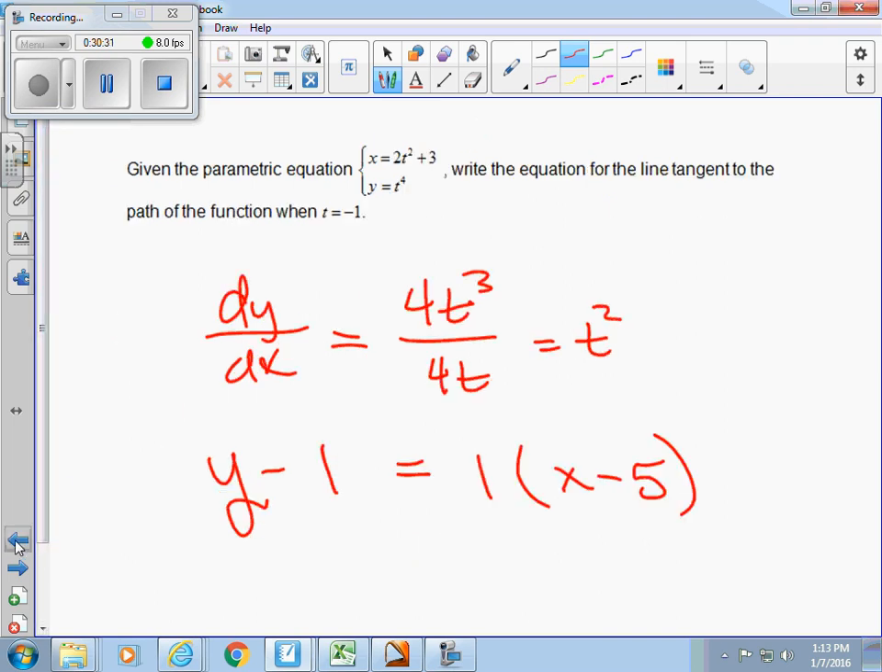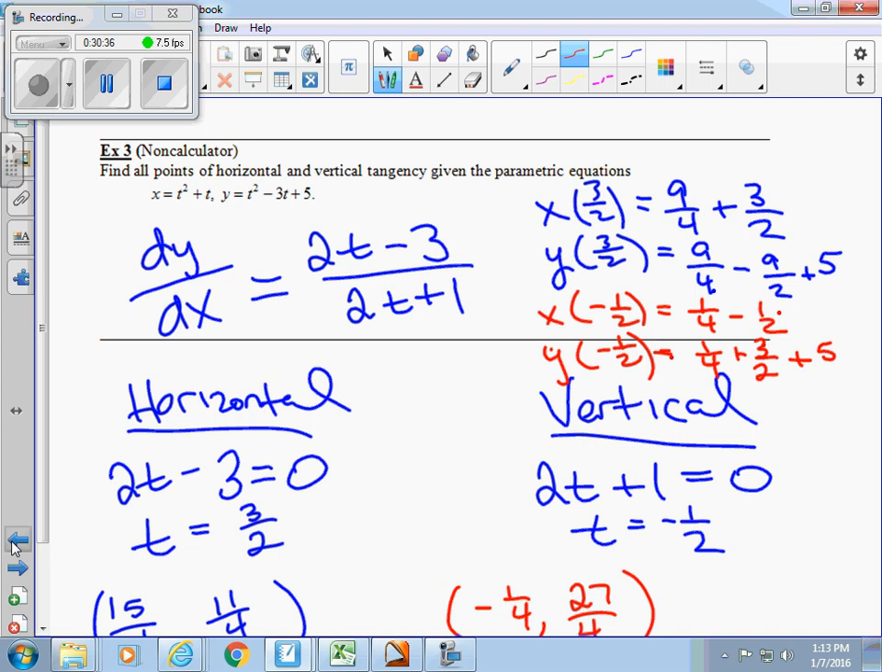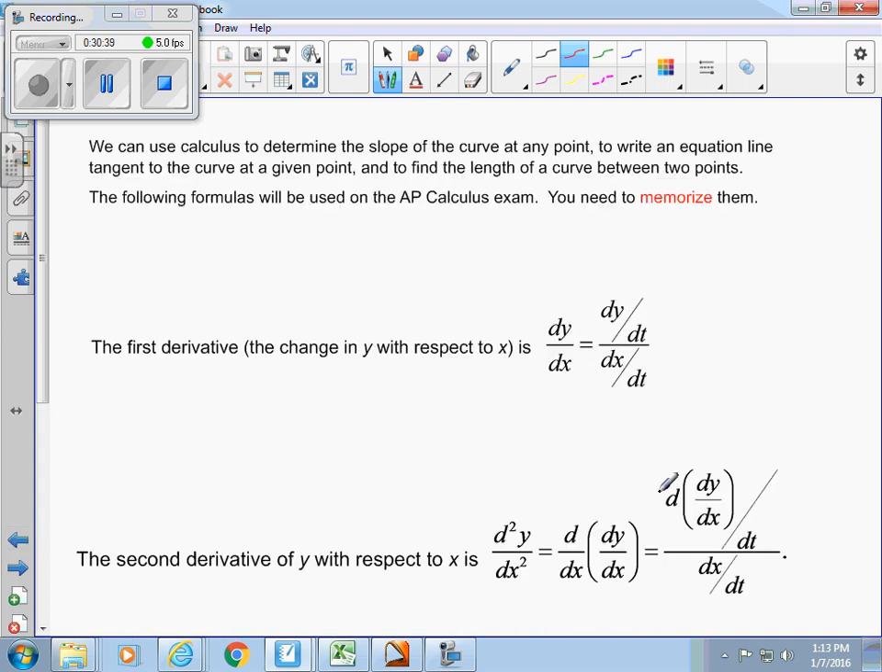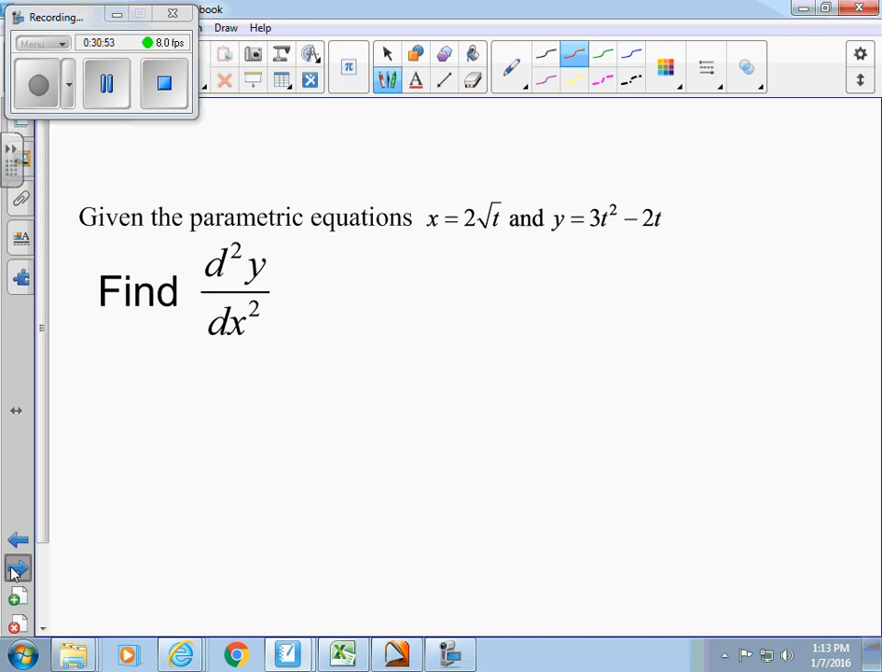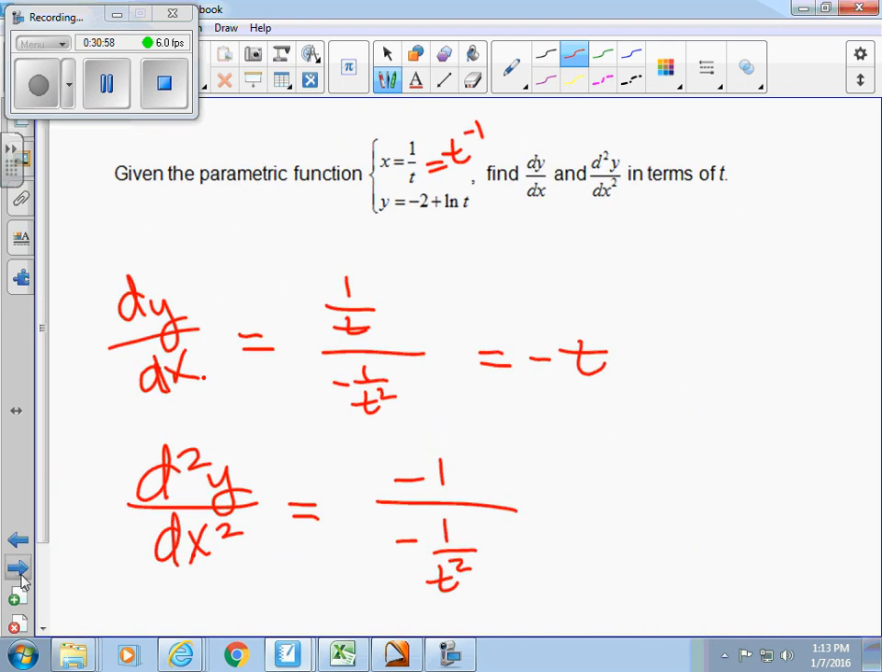So let me go back and show you what formula I'm using here. Remember we've got the derivative of dy dx with respect to t divided by dx dt. So dx dt we already found. We had to find the derivative of the derivative and divide that by dx dt. That is how you do the second derivative on parametric, which is t squared. Any questions about that one?